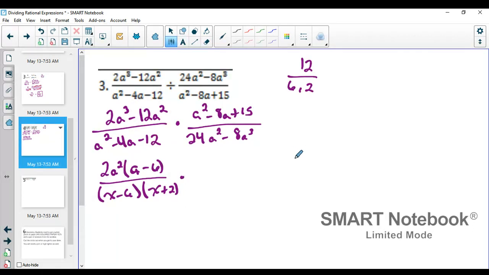And then times, and now we're going to factor this numerator. So the factors of 15 that get us negative 8 are 5 and 3. So we have x minus 5 and x minus 3.